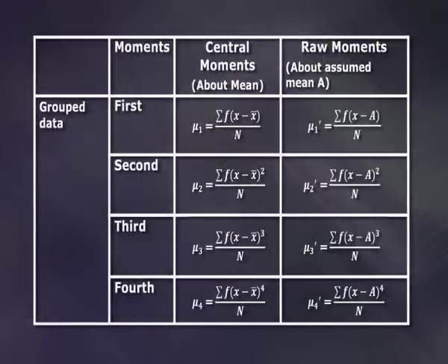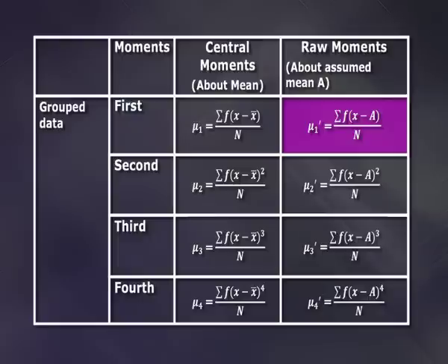Now we shall look at the formulas for grouped data, the first four central moments first. The first central moment mu 1 is equal to sigma f multiplied by bracket x minus x bar upon n. The second central moment mu 2 is equal to sigma f multiplied by bracket x minus x bar square upon n. The third central moment mu 3 is equal to sigma f multiplied by bracket x minus x bar cube upon n. And the fourth central moment mu 4 is equal to sigma f x minus x bar raised to 4 upon n.